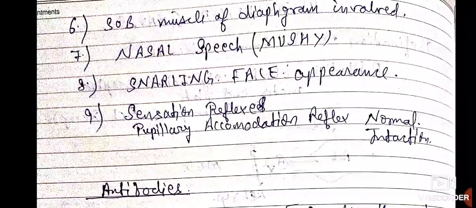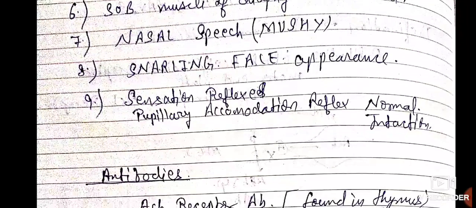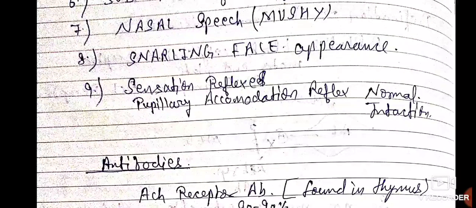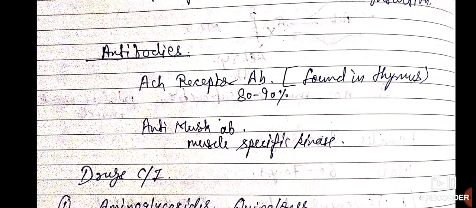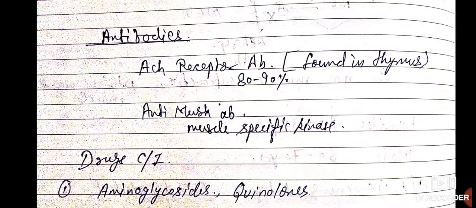Some other symptoms are shortness of breath, due to involvement of the muscles of the diaphragm, and nasal speech. There is a snarling face appearance due to muscle involvement. Sensation, reflexes and the pupillary accommodation reflex are normal, intact we can say.